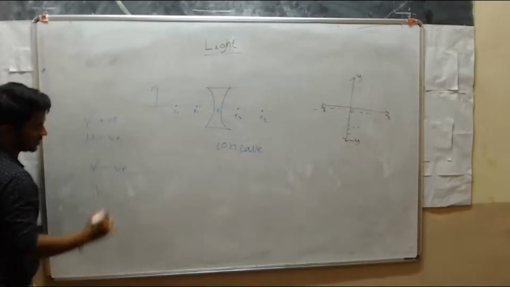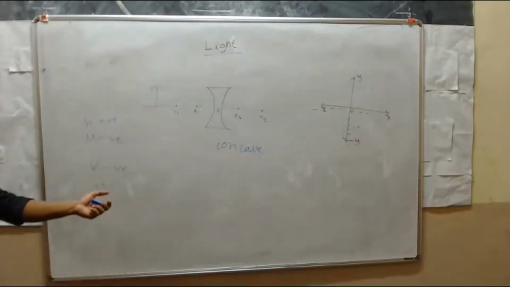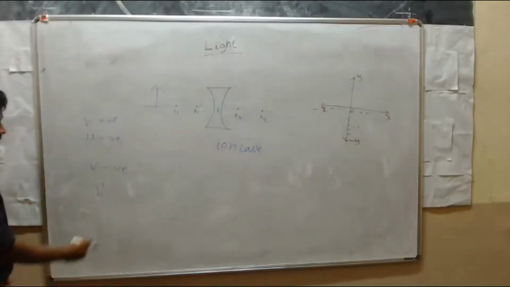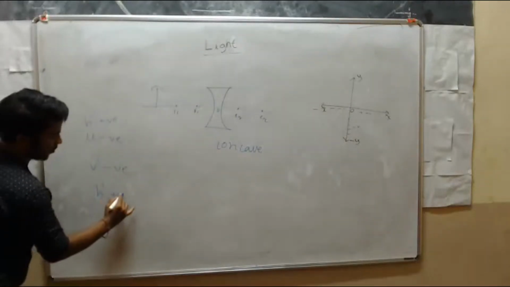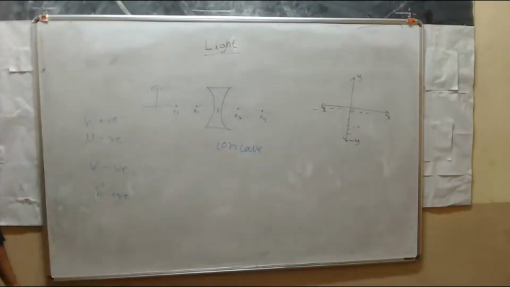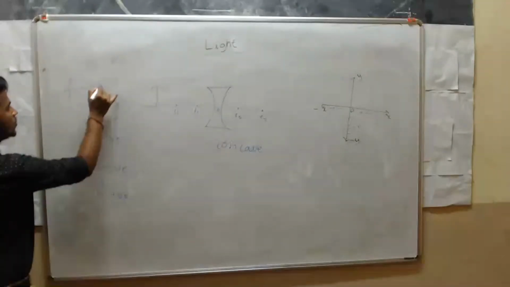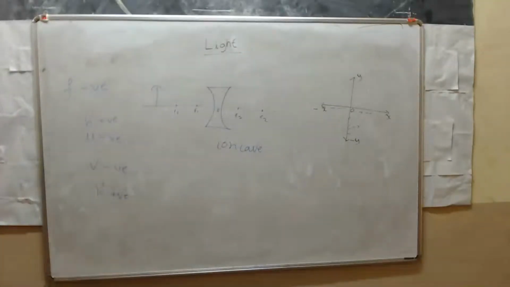Then what about h dash? Here we won't get a real image, so we write h dash in positive. Then the focal length of the concave lens is always negative. This is the sign convention in the concave lens.